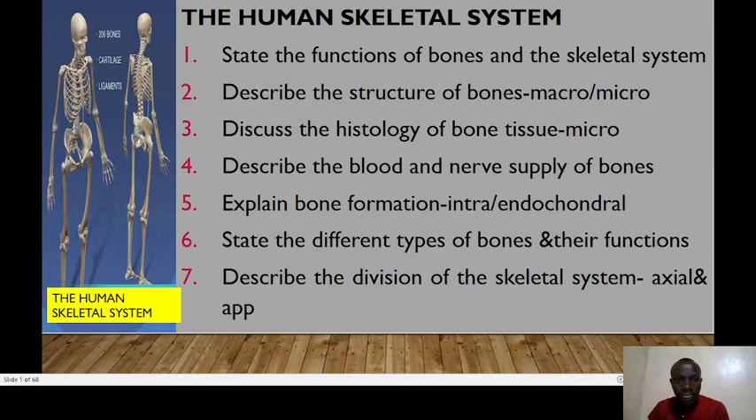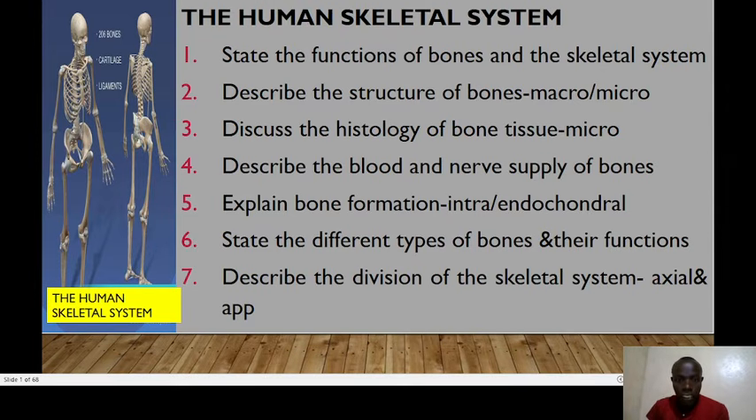Today we are looking at the human skeletal system. We're looking at the functions of the bones and the skeletal system, the structure of bones, both macroscopically and microscopically, that is the histology of a bone. Number four, we'll be looking at describing the blood and nerve supply to the bones, and we'll be considering a long bone.